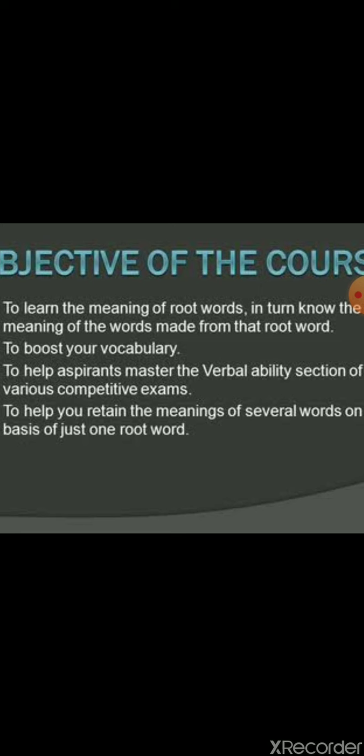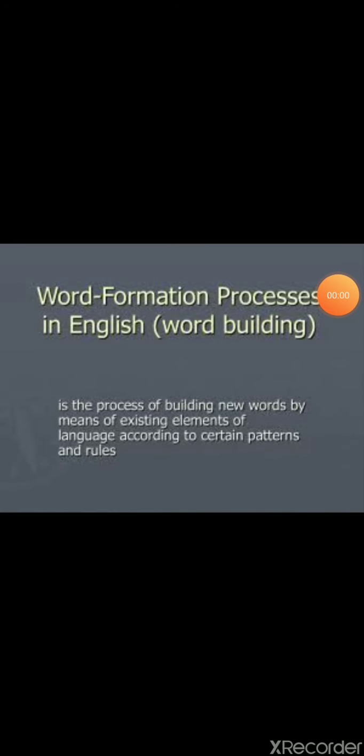So easy. To help aspirants master the verbal ability section of various competitive exams, as you all are, it is really helpful to retain the meanings of several words on the basis of just one root word. What I am telling you, I am focusing on, is just memorize the roots and their meanings, not the words. From the word you can find out the clues, and these clues will help you go to the right option in ABCD. Word formation processes in English, word building, as I explained with the building of a monument, what we need. In the same way, what do you need if you want to make your vocabulary very strong?